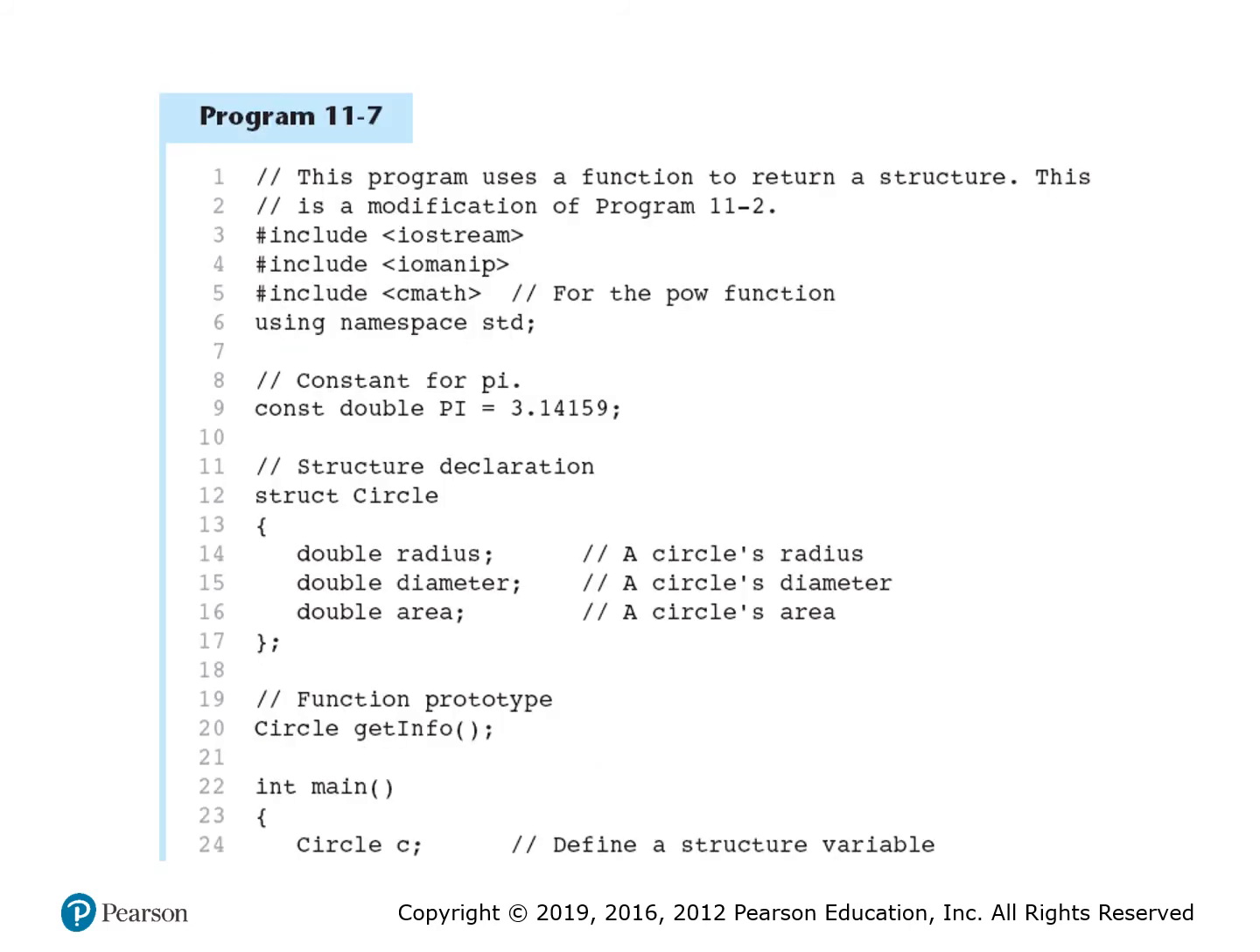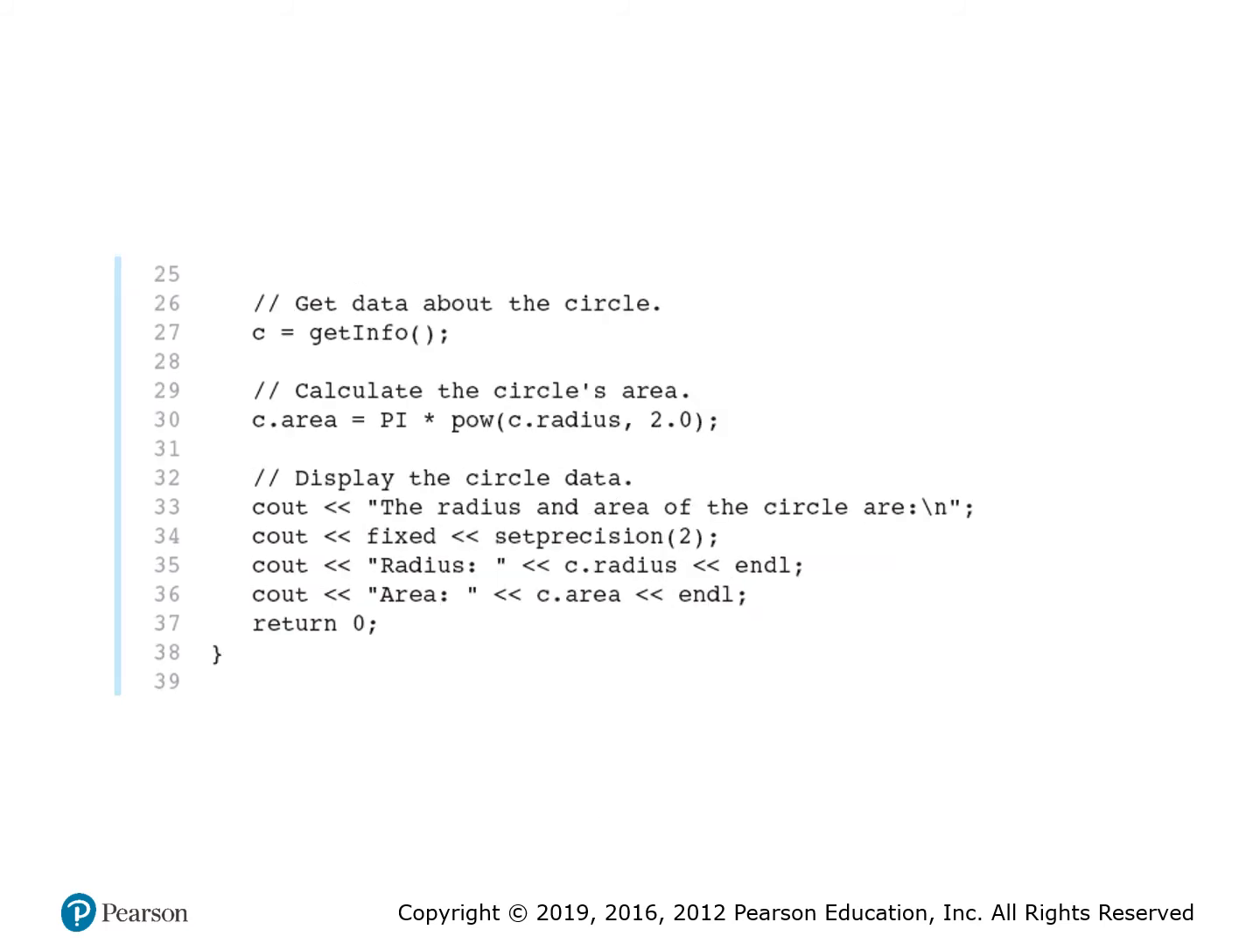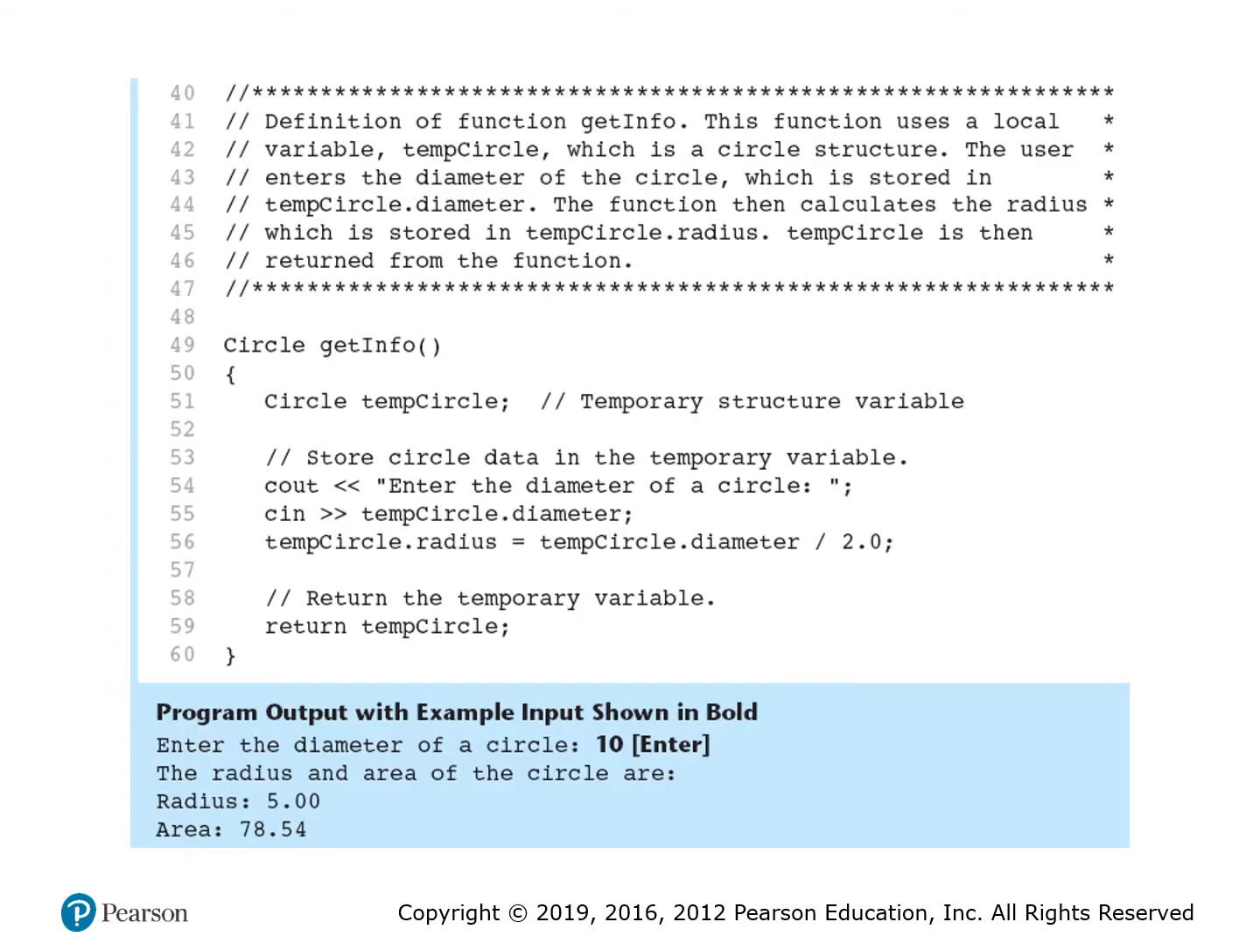Okay, this program uses a function to return the radius, diameter, and area of a circle. So you call getInfo, and the getInfo gets the diameter of the circle from the person, computes the radius as diameter divided by 2, and returns temp circle.